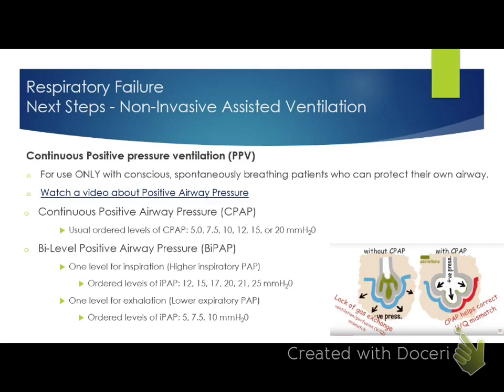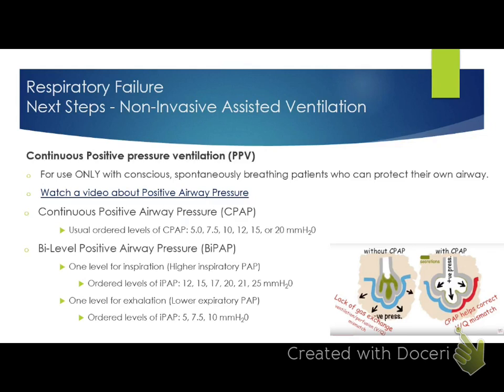And everything starts getting better. Their accessory muscles relax. They can go back to using their normal breathing, because they're getting assistance. But as one of my intensivists says, this is ventilation. It's just not through an ET tube. This is considered a ventilator, CPAP and BiPAP. They're just extra pressure assist. But if we removed this pressure, they would have a lot of trouble breathing.